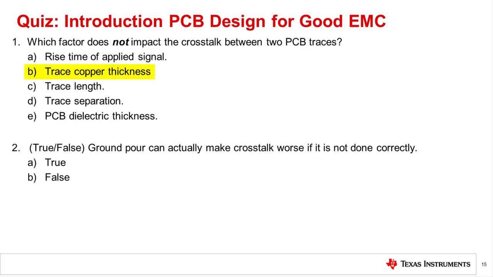Question 2, true or false? Ground pour can actually make crosstalk worse if it is not done correctly. The correct answer is A, true. If the pour is not well connected to ground with many vias, it can actually make crosstalk worse and cause potential resonances. The via should be at all ends of the pour and should ideally be spaced at a maximum of 1/10 wavelength increments.